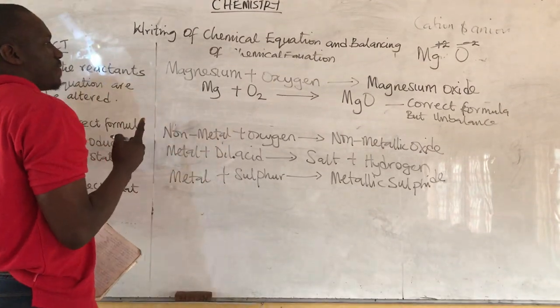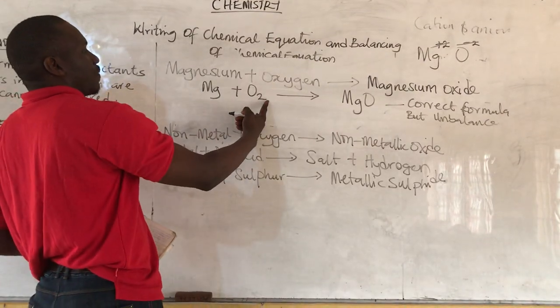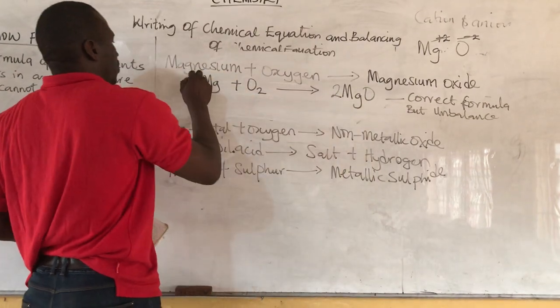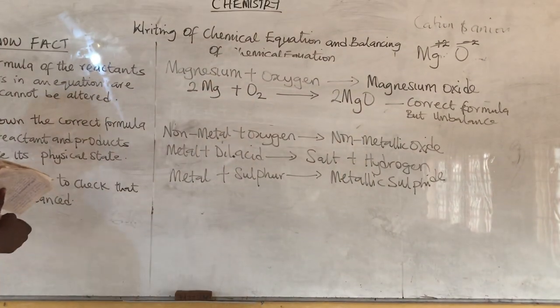The same way we did the first one. What is the deficiency of oxygen here? You put 2. So this one becomes 2, you put 2 here. Therefore, the equation is balanced. Let's quickly move on.